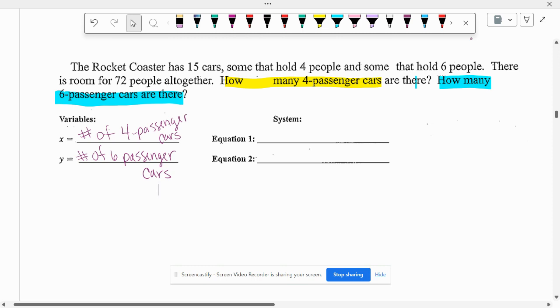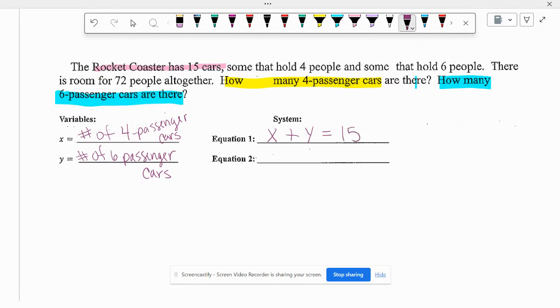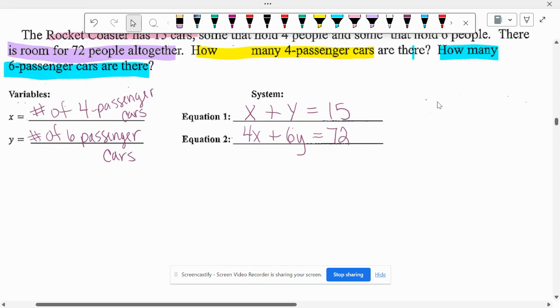The question is the variable. How many cars does the rocket coaster have? It has 15 cars. So that means that the number of 4-passenger cars and the number of 6-passenger cars has to equal 15. How many total people can be on the ride at one time? Room for 72 people. That means that the 4 people per some number of 4-person cars plus the 6 people that go in the 6-person cars cannot exceed, has to equal 72. Those are your 2 equations.